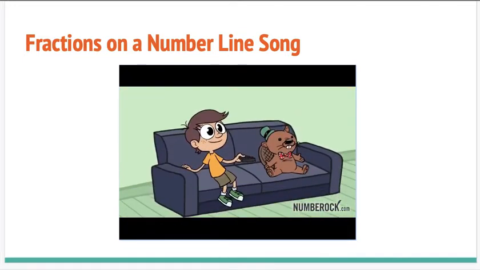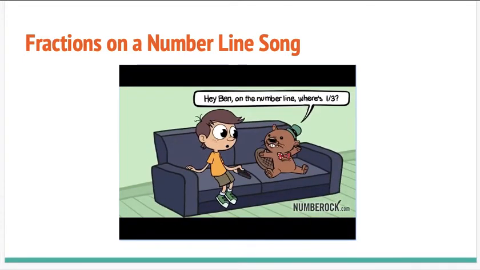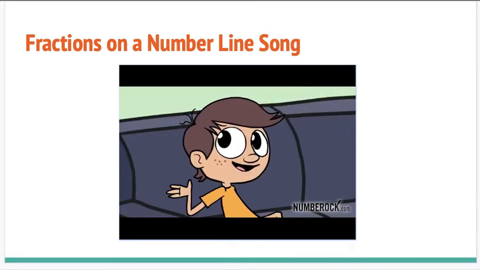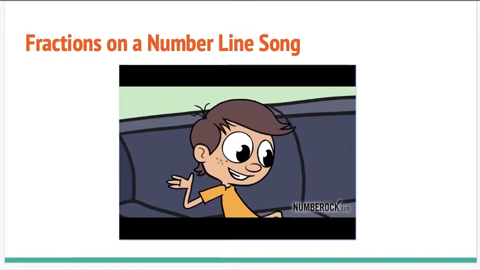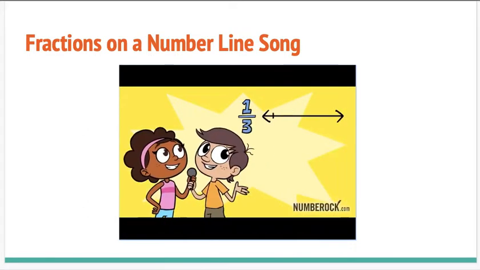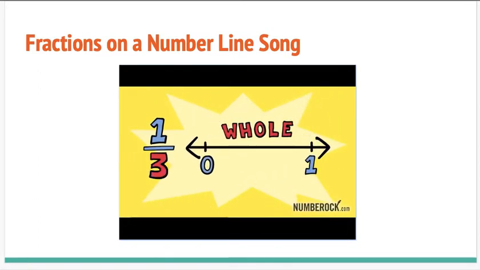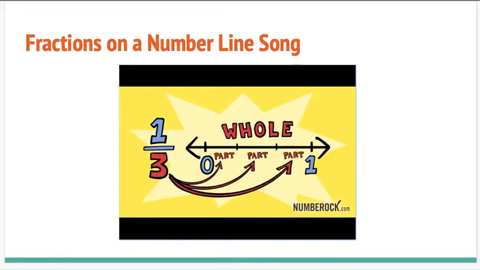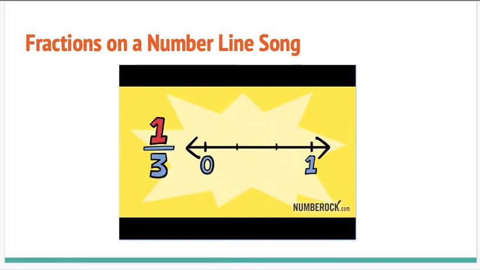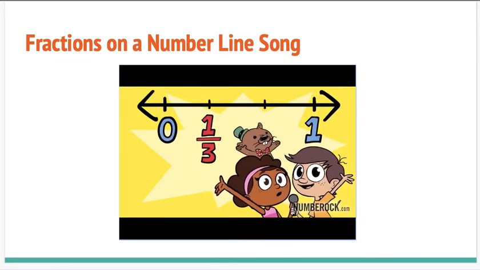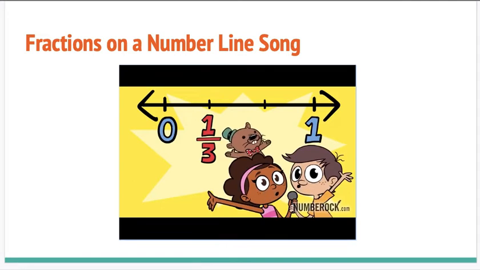My stuffed animal can't talk, but I thought I heard. Hey Ben, on the number line, where's 1/3? I said first draw a line with 2 arrows. And hey, I know a cool tune. Here's how it goes. 0 to 1 is the whole that we split apart. The denominator tells us into how many parts. Make a line that starts from 0 to the first mark. And 1/3 is what you'll find when you get that far.